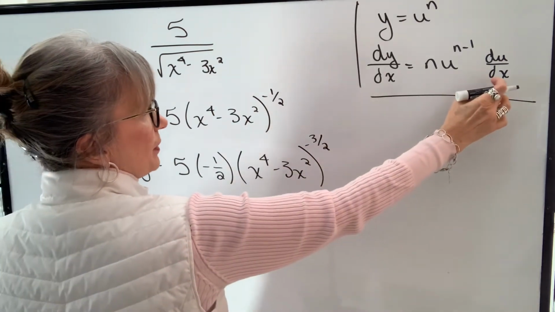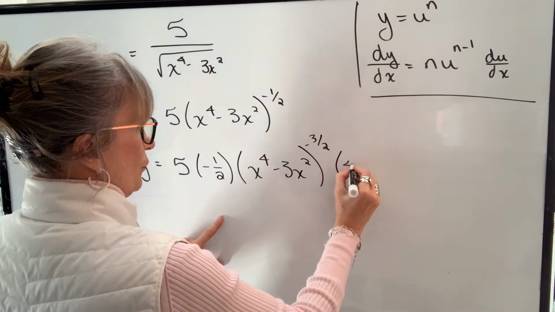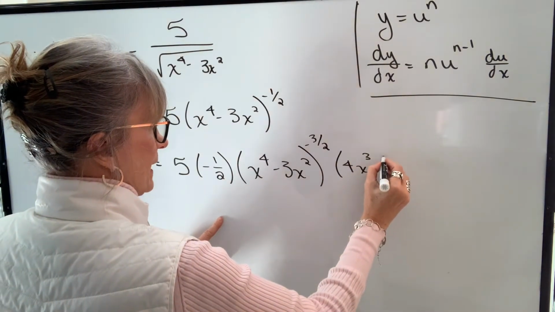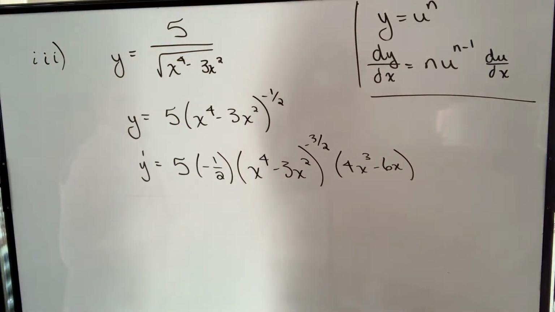Then I need to multiply by the derivative of x to the 4th minus 3x squared, which will be 4x cubed minus 6x. And then I would clean this up.